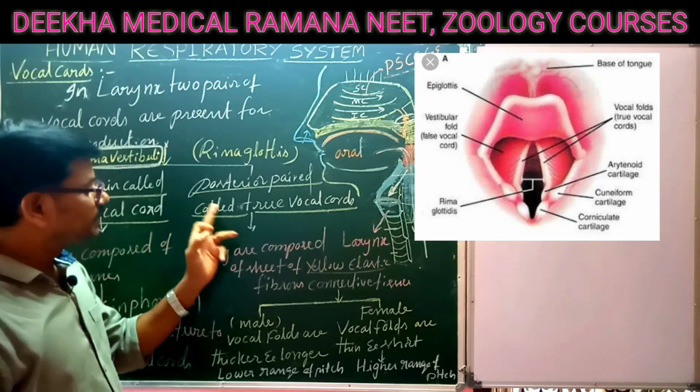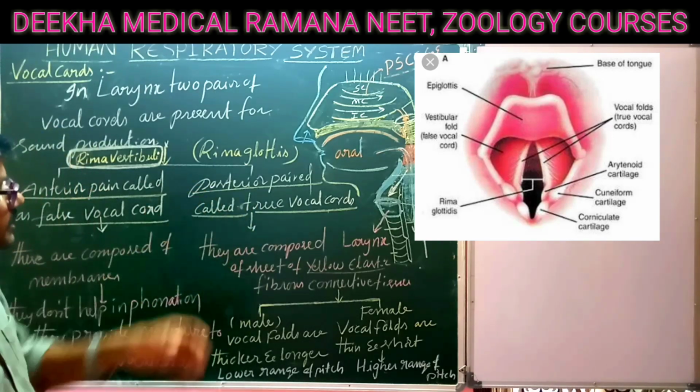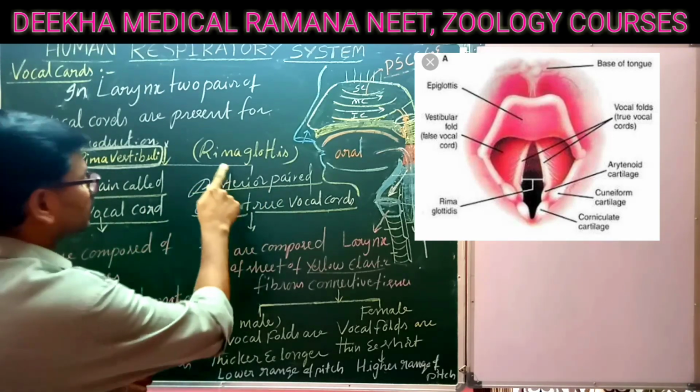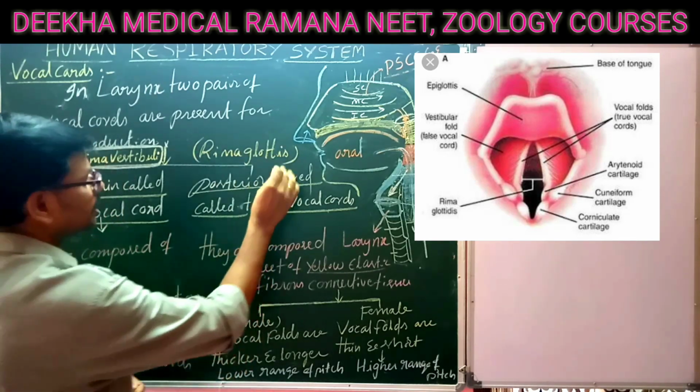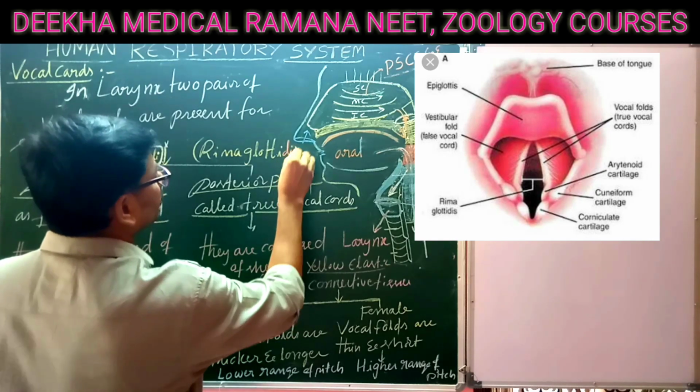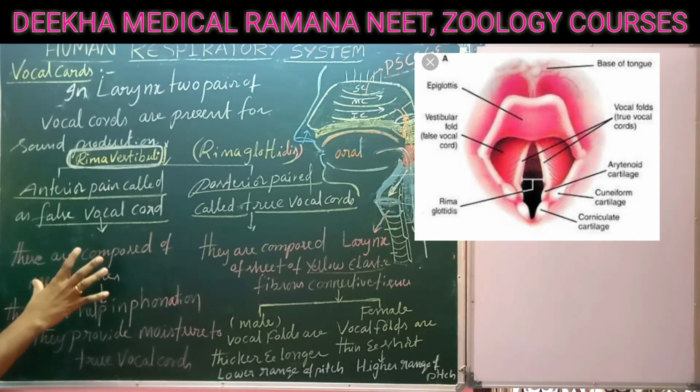You are very clear. The space present between the two false vocal cords is called rima vestibuli. The space present between two true vocal cords is called rima glottidis. Now, why are these false vocal cords? Why are these the true vocal cords?